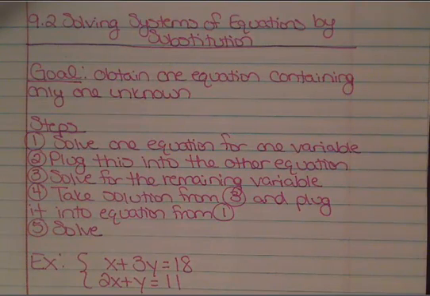Our goal for this section is to obtain one equation containing only one unknown. When you're looking at a system of equations, you have two equations, and each of those has two unknowns. So we're hoping to get down to one equation with one unknown.